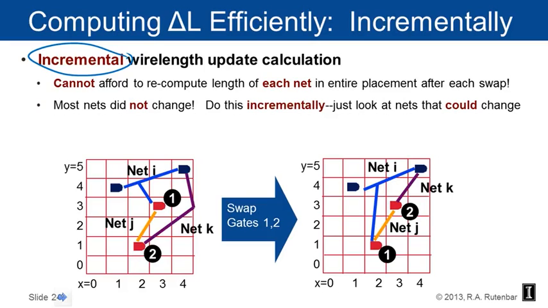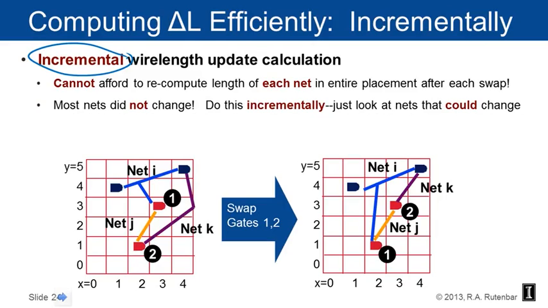When I swap them, now gate 2 is on the top and gate 1 is on the bottom. So there are still gates at 2,1 and 3,3 in the grid, but they're different gates. And what we see is that net I, the blue net, the net that takes the top two gates, is now longer, because it now connects to the bottommost gate. Net J, which connected the two red gates, has not changed, because it was just connecting the gates that were swapped, and so there are still gates in the same places.